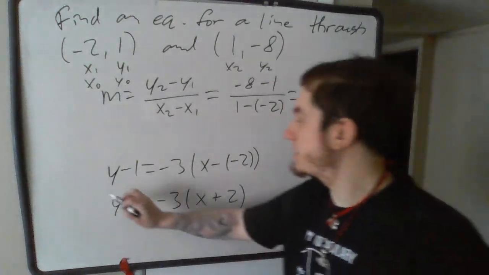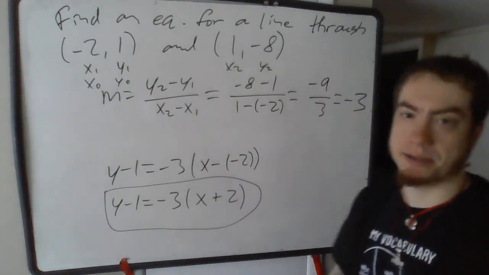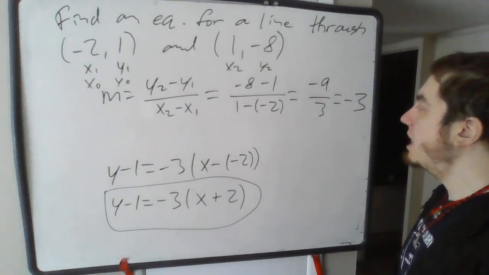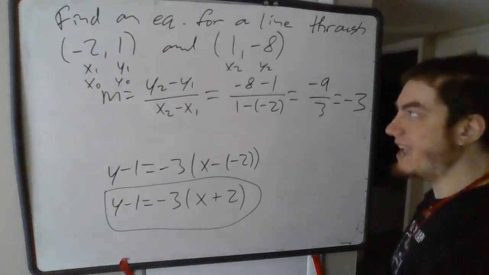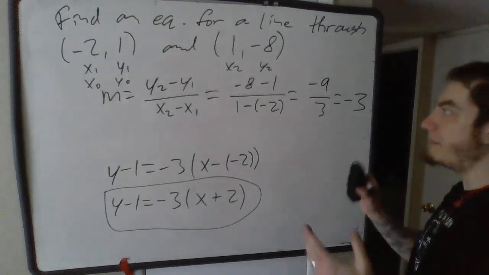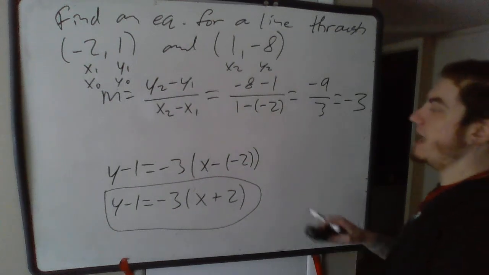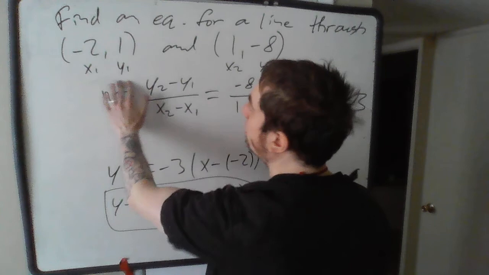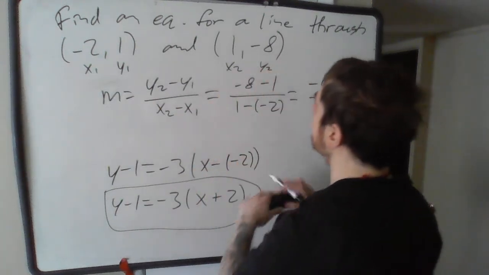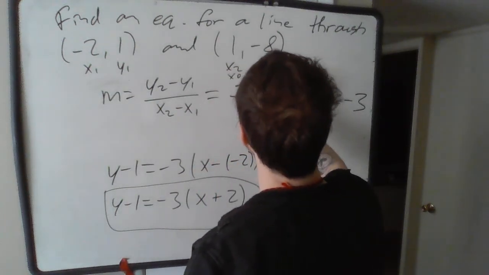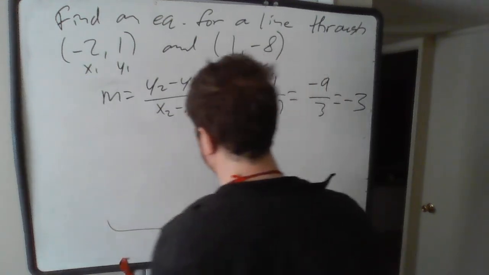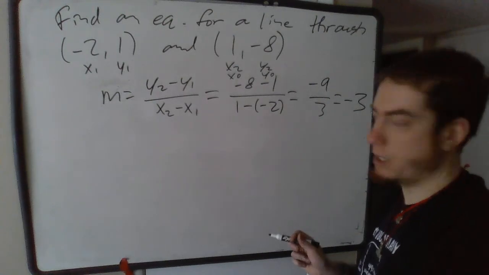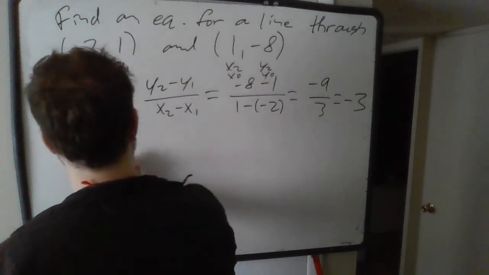So this would be my answer. This is a perfectly fine format to leave it in. An observation that I want to make, though, is that there is another possible answer here that's also semi-obvious to write down. And that would be, what if instead of picking this as my point, what if I picked this as my point? So what if I instead made this my x0 and y0? Well, that would give me a different equation, but it would still be correct.